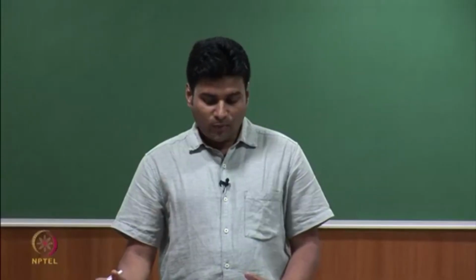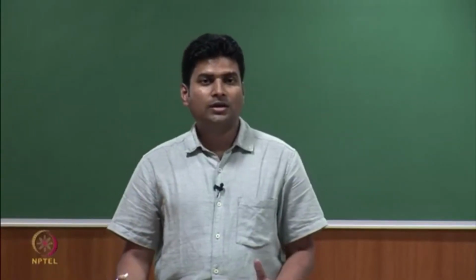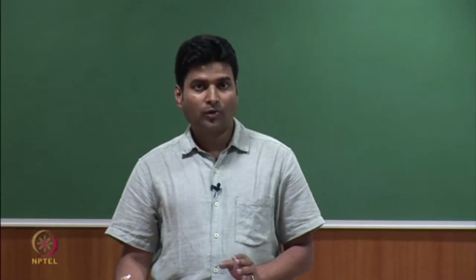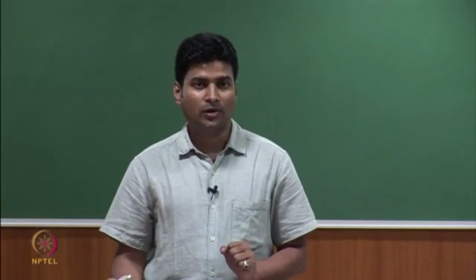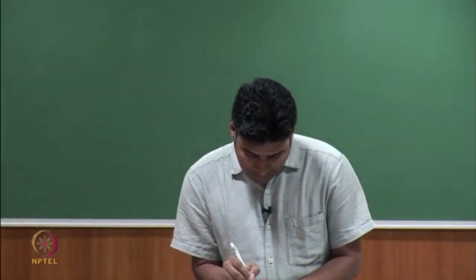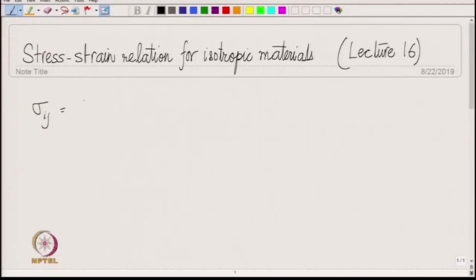Hello everyone, welcome to lecture 16, and in this lecture we are going to talk about stress strain relation, particularly for isotropic materials. Okay. So, till now we saw that the stress sigma i j is summation over C i j k l into epsilon k l, right, where you have summation over k and l, and this C i j k l has got 21 independent constants.